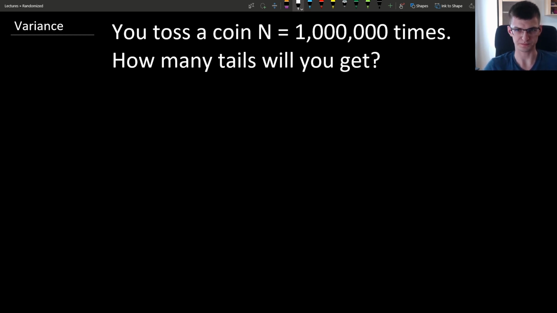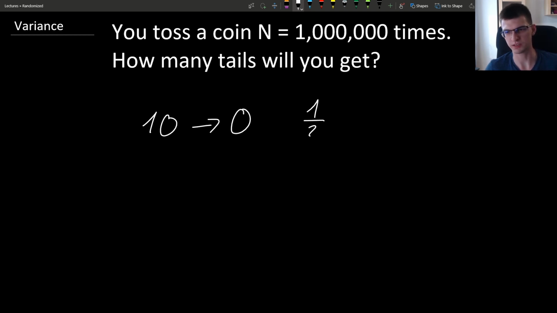An example problem, or maybe a process that we should consider, is, if you toss a coin 1 million times, how many tails will you get? Of course, it will be around 500,000, because we assume a fair coin that has 50% probability to give you tails. But can you get 600,000? And if you, for example, toss 10 times, then how likely are you to get 0 tails? And this probability is 1/2 power 10, but how likely are you to get exactly 5?